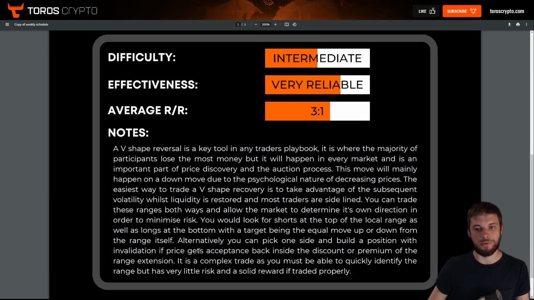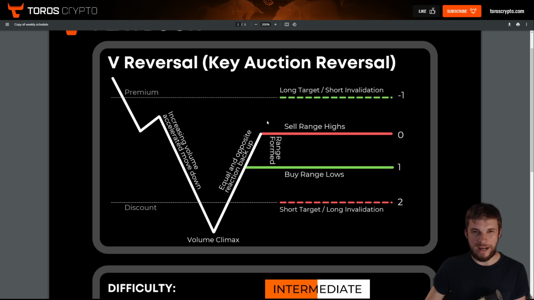Something that starts just fairly slow and you get this increase in volatility, you get this increase in volume, and you get an accelerated move down. You have a volume climax at the lows, and then you have an equal and opposite reaction back up. So if this is a move down, then you get an equal reaction to the upside with just as much volume and speed in the move up as you got in the move down. And then it forms a range afterwards once things settle.